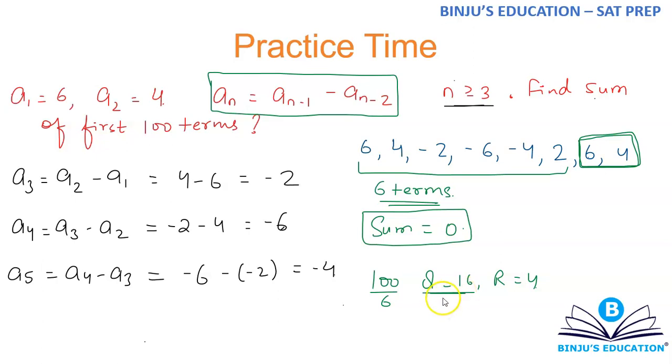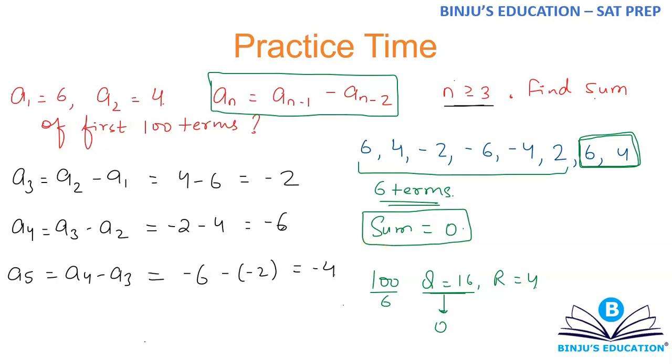So this will add up to 0. Right? This will add up to 0. So basically you will be left with the first 4 terms of the 17th series. Now the first 4 terms of any series are equal. So whether it's the 17th, the first, or the second, it doesn't really matter.